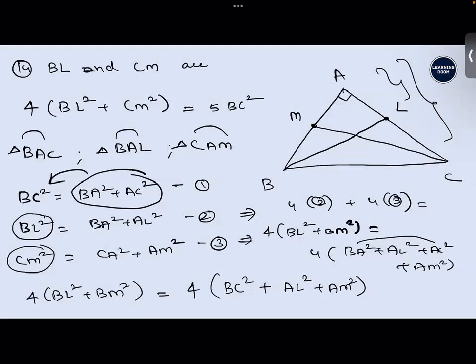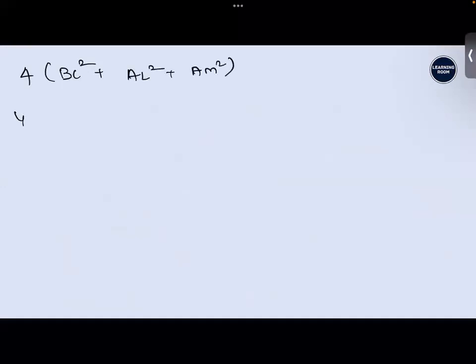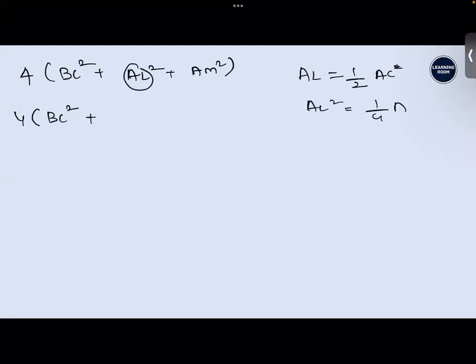You understood? See, I'm writing this. Everybody has made the same mistake. This is CM square. I'm taking only the right-hand side. 4 into what do we have? BC square plus AL square plus AM square. So 4 into BC square, I'm not disturbing BC square because we want the final answer in terms of BC only, plus AL, which is half of AC. When I square both sides, I get 1 by 4 of AC square. Everybody has missed this 4. If you wrote it as 2, you will not get the answer.